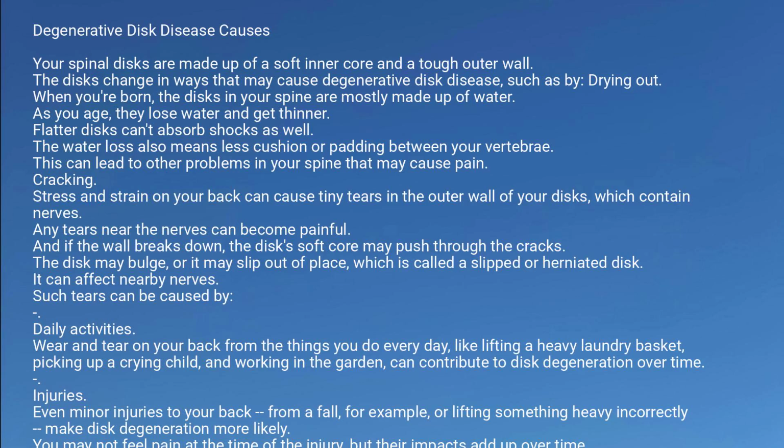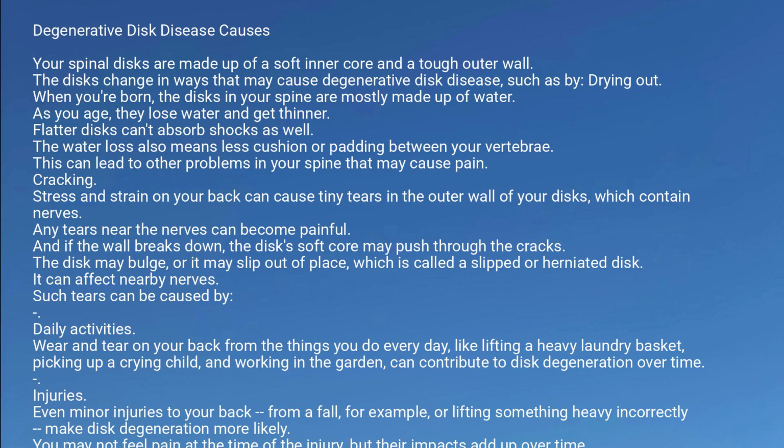Degenerative disc disease causes. Your spinal discs are made up of a soft inner core and a tough outer wall. The discs change in ways that may cause degenerative disc disease, such as by drying out. When you're born, the discs in your spine are mostly made up of water. As you age, they lose water and get thinner. Flatter discs can't absorb shocks as well. The water loss also means less cushion or padding between your vertebrae. This can lead to other problems in your spine that may cause pain.